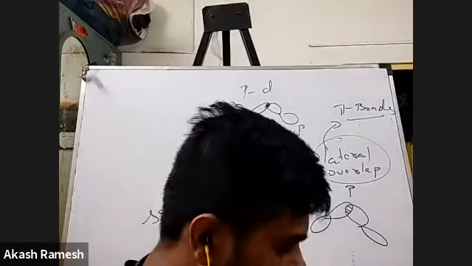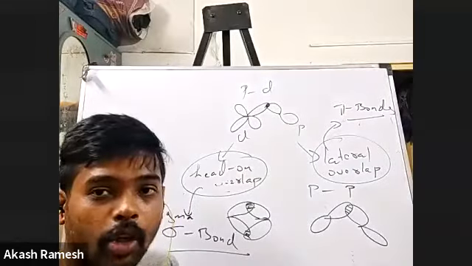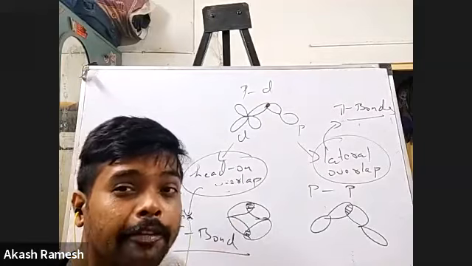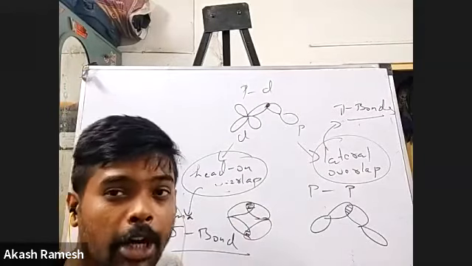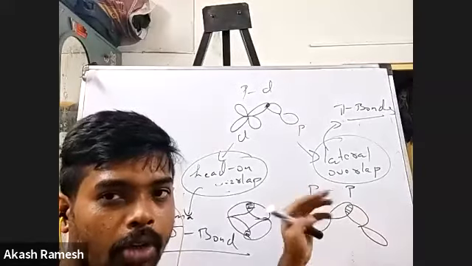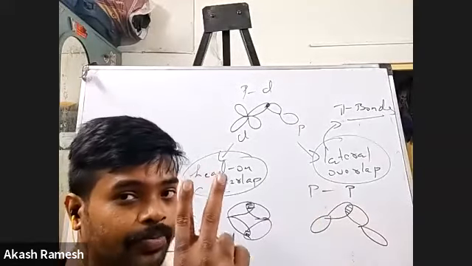Now, the question is, okay sir, I understand that head-on overlap is called sigma and lateral overlap is called pi. Which is stronger? Which bond is stronger? Yes. Sir, for head-on overlap you gave examples. For lateral overlap, what examples will you give? Lateral overlap, I gave the O2 molecule. In the O2 molecule, there are two bonds, right? The first bond was formed by head-on overlap. What happened to the second bond?